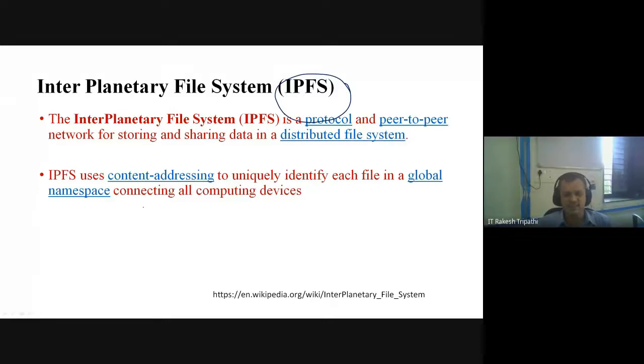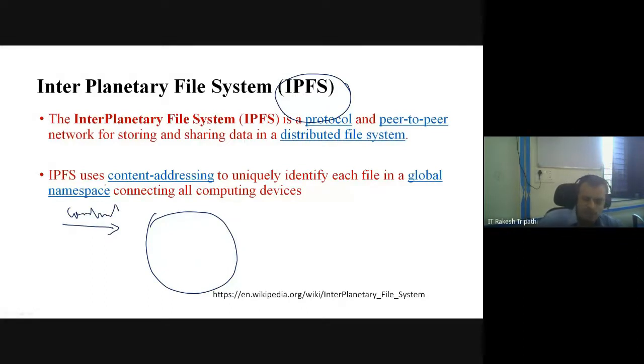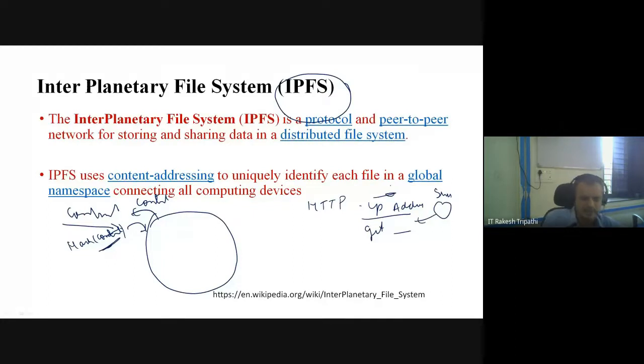So IPFS uses content addressing. There's a storage structure where I give the content name. Typically in HTTP, I give an IP address and file name. I say get the index.html page from this IP address, and I get it from the server. In IPFS, I give the hash of the content, and it returns the content to me. So here I give the content hash, and there I give the IP address. This is the difference. Okay.